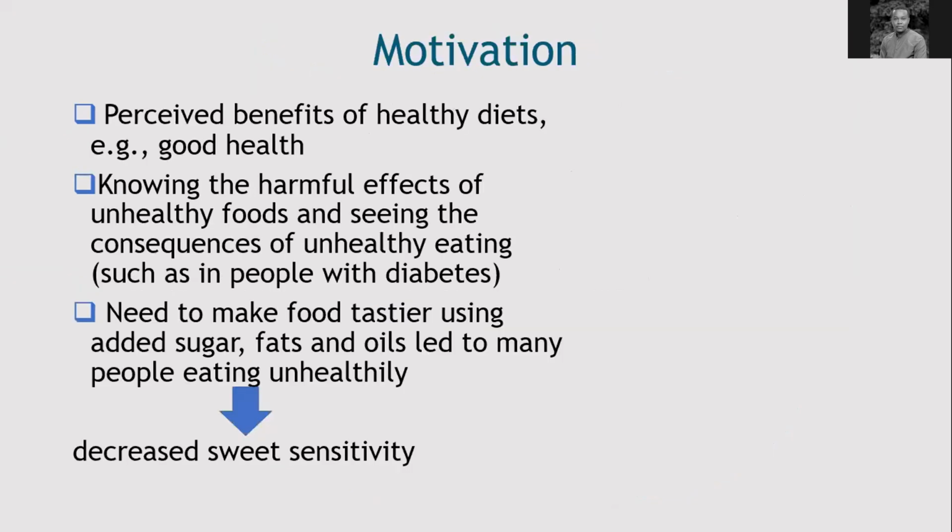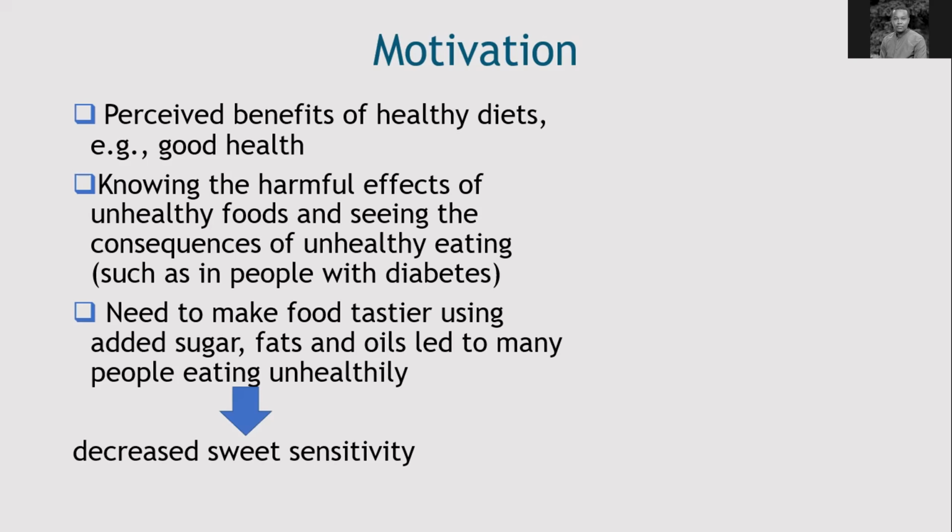The next source of behavior is motivation, and motivation is concerned with the perceived beliefs, perceived consequences, things to do with habit formation. And so one of the motivators of consuming a healthy diet was the perceived benefits of a healthy diet, such as having good health. So that motivated some people to consume a healthy diet. Secondly, the belief about consequences. So knowing the harmful effects of unhealthy diets, and especially seeing the consequences of unhealthy diets in the community. So seeing people struggling with diabetes motivated people to eat healthy diets.